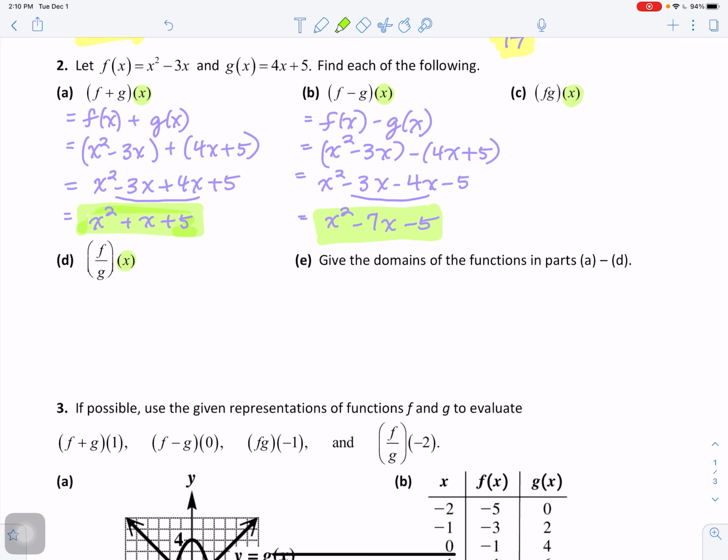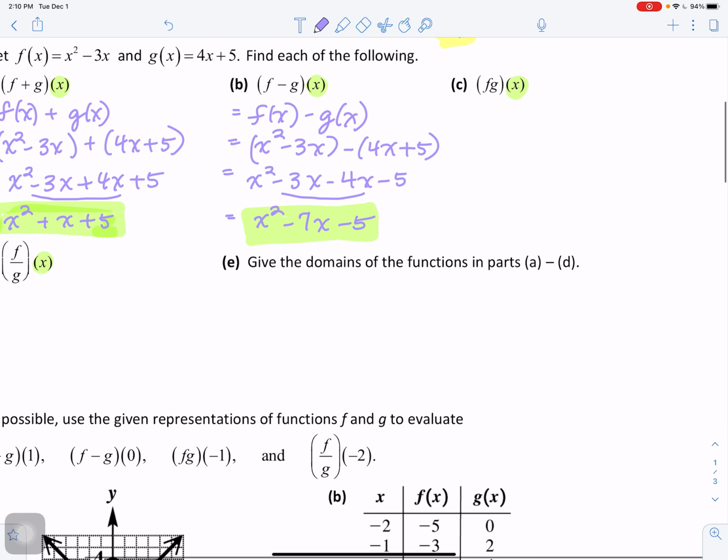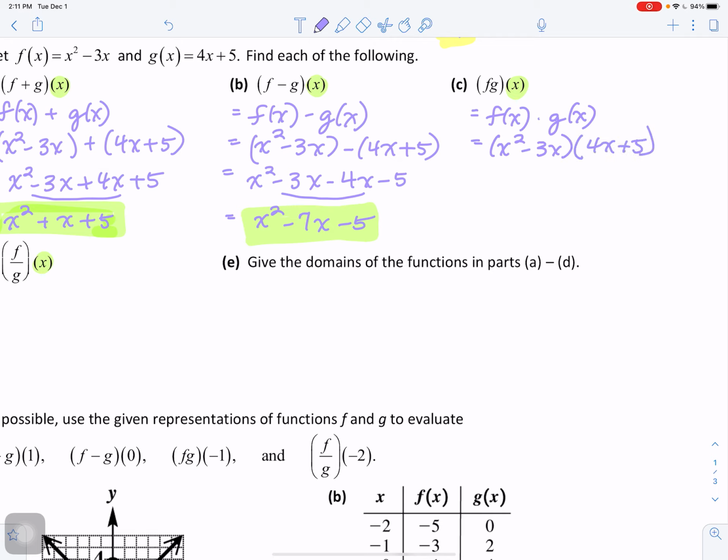Okay. How about fg of x? That's defined as f of x times g of x, which is x squared minus 3x multiplied by 4x plus 5. You guessed it, we're going to multiply those two binomials together. So let's start with first. That's x squared times 4x. That's going to be 4x cubed.